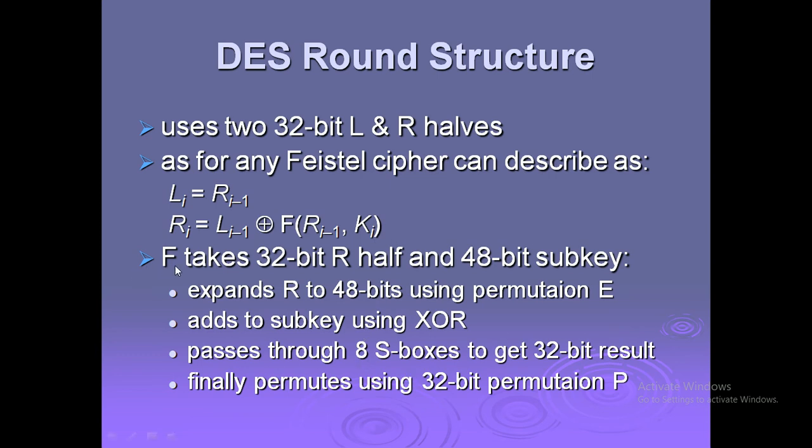The round function f takes a 32-bit right half and a 48-bit subkey. The round function expands R to 48 bits using permutation E, adds the subkey using XOR, and passes the result through 8 S boxes to get a 32-bit result. Finally it permutes using the 32-bit permutation P.